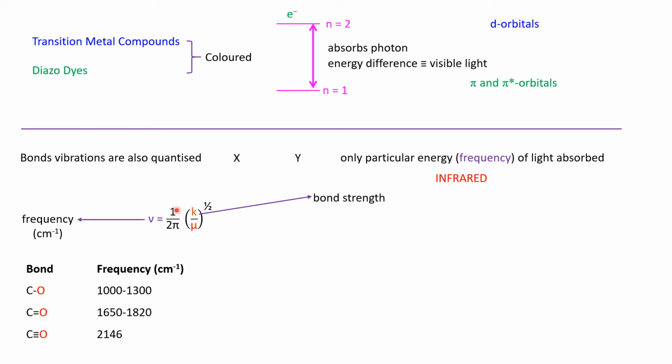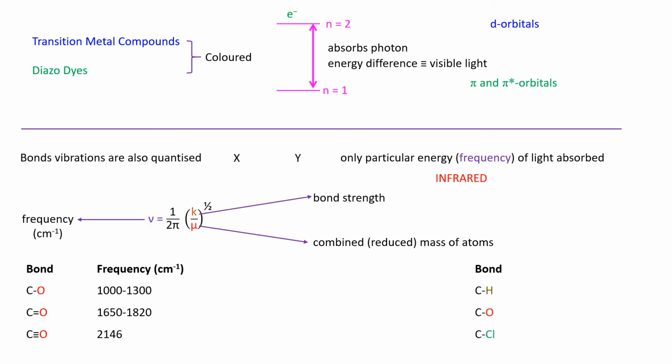Now this bottom thing here, this mu, is associated with the mass of the atoms on the two ends of the bonds. The actual expression, the formula, is a reduced mass, and I'm not going to worry about it, but effectively it's to do with the mass. So therefore you can see that if this gets big, well then the frequency would get smaller. So the lighter the atoms, the higher the frequency required to make them vibrate more.